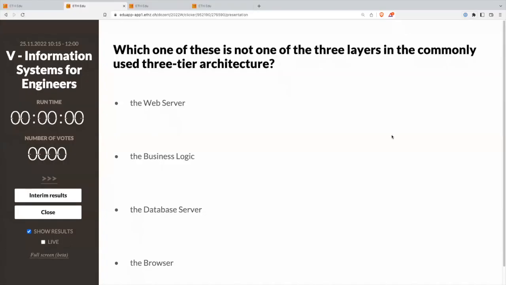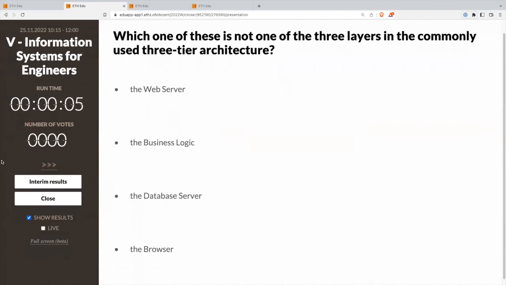Here's the first question. I told you about this three-tier architecture that many people refer to. And you basically need to find the one that is not part of this three-tier architecture. Is it the web server, the business logic, the database server, or the browser? Three are part of it, one is not. It doesn't mean it's not part of the ecosystem, right? But it's not considered one of the three tiers.